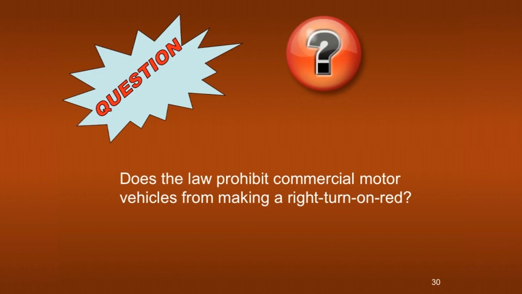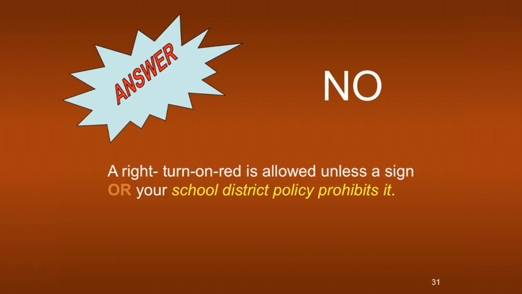Does the law prohibit commercial motor vehicles from making a right turn on red? The answer to that is no. A right turn on red is allowed unless a sign or your school district prohibits it. So please be aware of that. Many school districts will say no right turn on red, but there is no special law. The law does allow it, but be aware that the school district policy may prohibit it or limit it in certain ways. And of course, the other thing is, whenever there's a sign at an intersection that says no right turn on red, of course, that would be the law for that intersection.